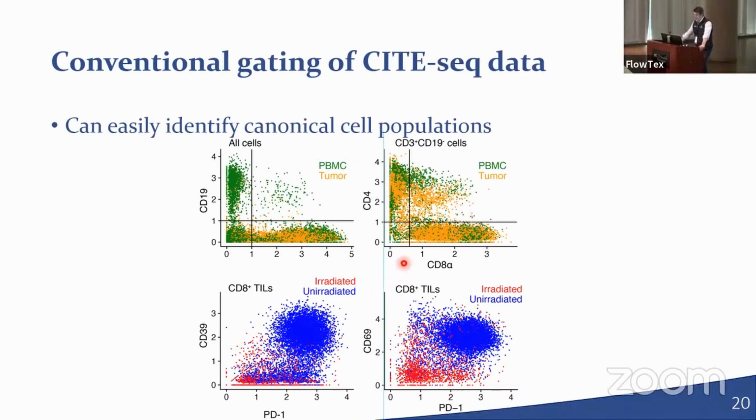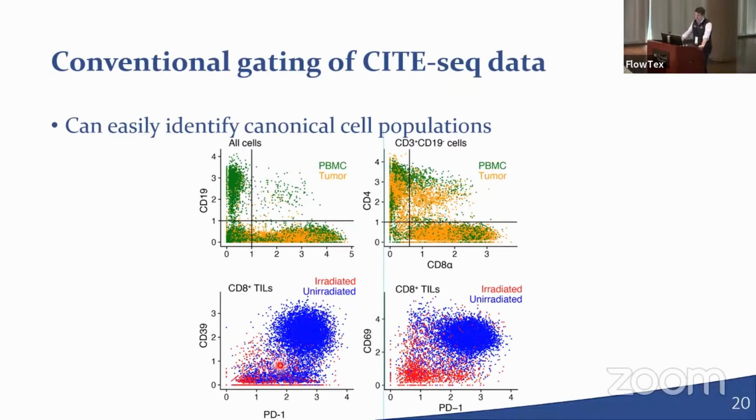And again, looking at the CD8 T cells, as I mentioned, those exhausted cells went away after irradiation. And so what I'm showing here is each dot is a cell. Blue is from the unirradiated tumor, the untreated tumor. Red is from the treated tumor. And you see that you have this very large population of CD39, PD-1 high T cells in the untreated tumor.